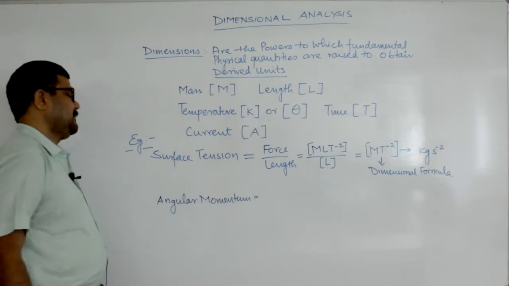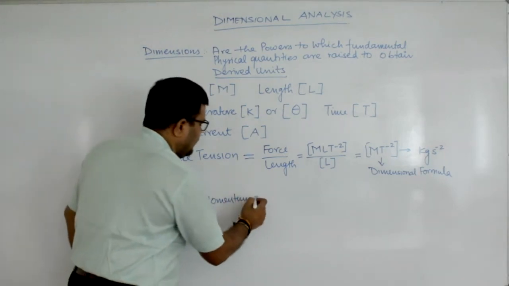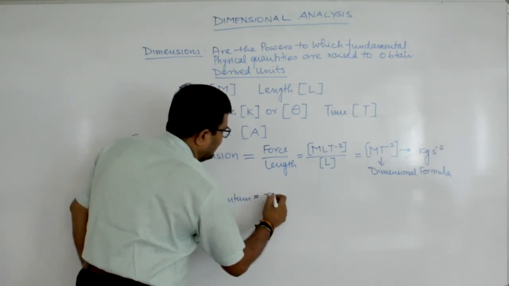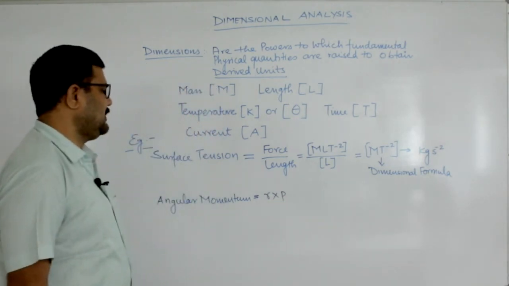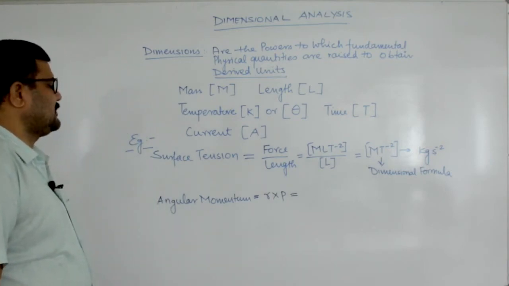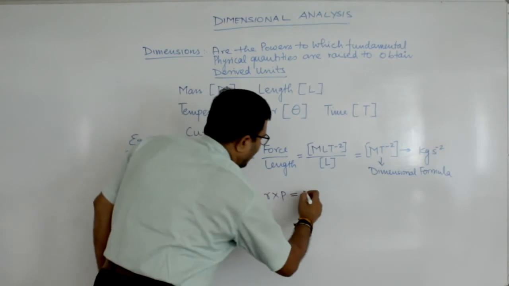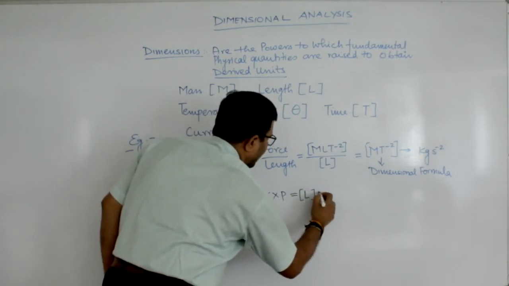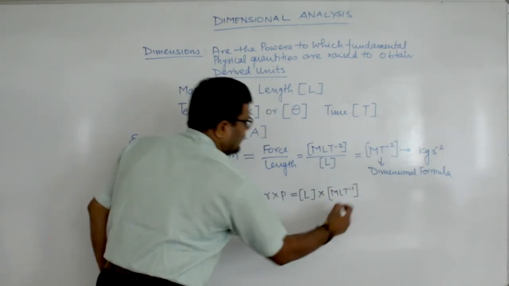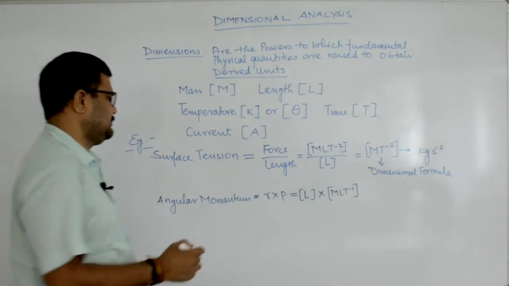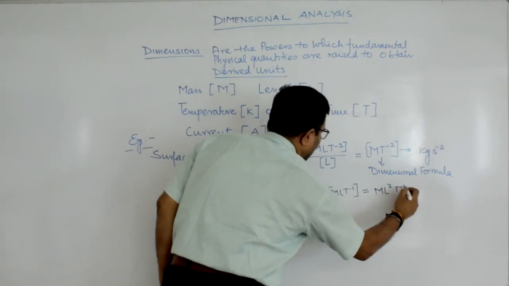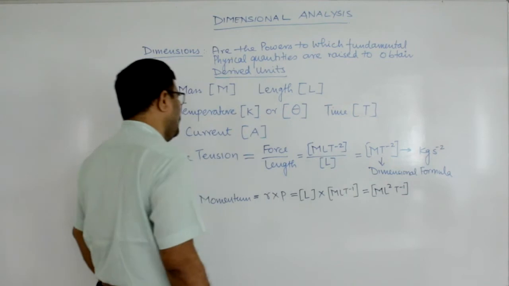Similarly, next example is angular momentum. What is angular momentum? Angular momentum in rotational motion or circular motion is the moment of linear momentum. It is given by r into p. P is linear momentum, r is distance from axis of rotation. So r is length and momentum is mass into velocity, that is MLT^-1. So this becomes ML^2T^-1. This is the dimensional formula for angular momentum.